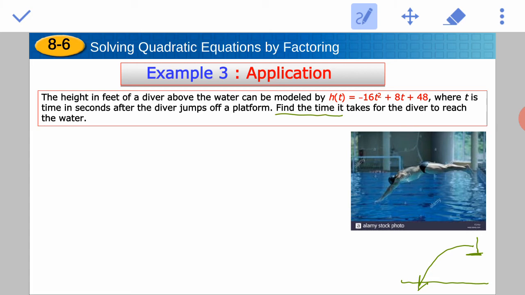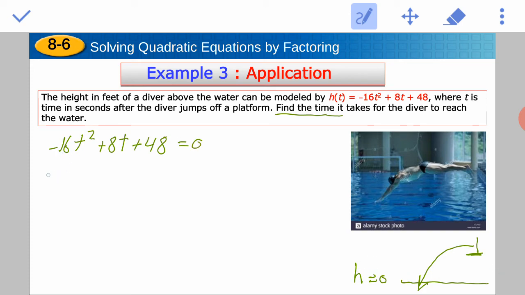How do I find the time it takes this diver to reach the surface of the water? Guys, remember, at the level of the water, the height is considered 0. The height is considered 0 at the surface of the water. So I'm going to take this equation and set it equal to 0 and solve this equation by factoring. So negative 16t squared plus 8t plus 48 is equal to 0 because at the surface of the water h equals 0.